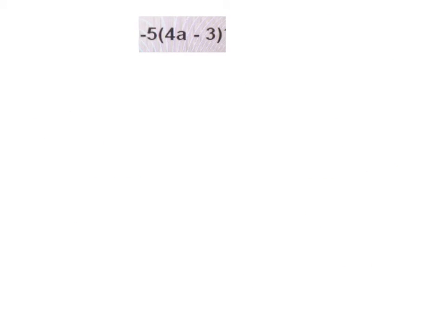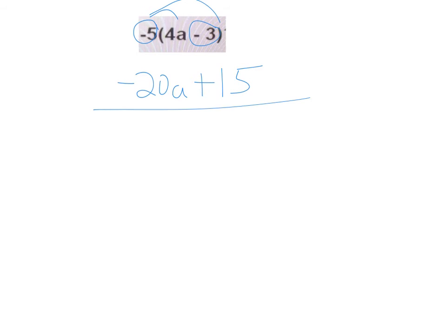Next one. On this one, you have to simplify that. The only way to do it is distribute. So you get negative 20a, and then be careful, negative 5 times a negative 3 is a positive 15. There you go.